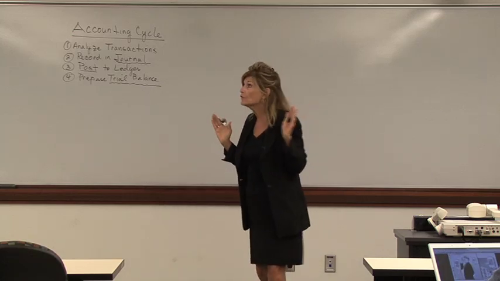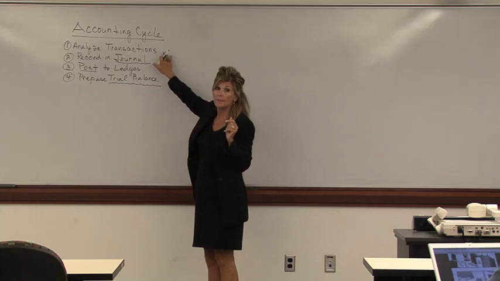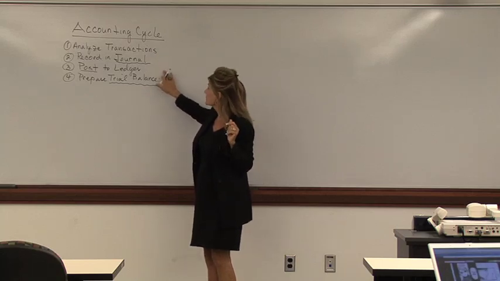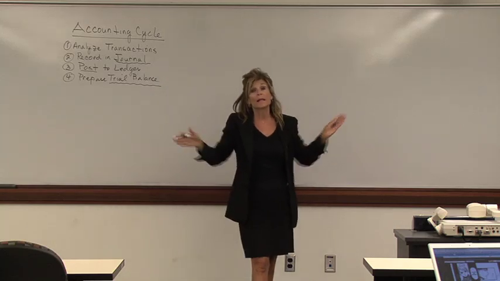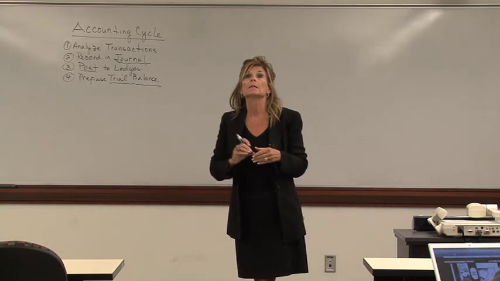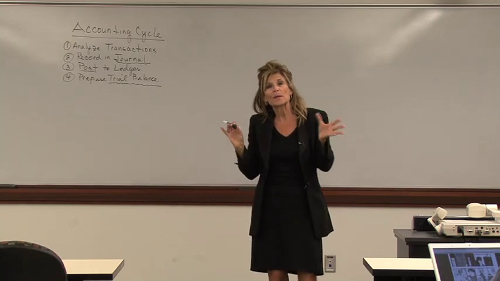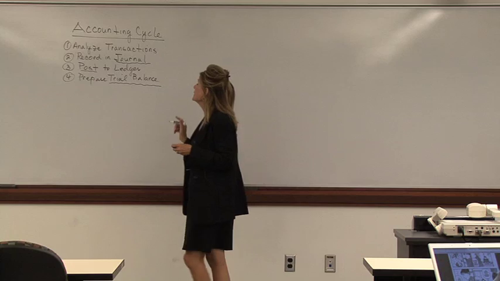mathematics. Unfortunately, if you misinterpret the business transaction in step 1, we tend just to carry that error through. So you can get a trial balance to equal, but it doesn't necessarily mean you did it right. But at least your debits and credits equal. All right. What is the next step?